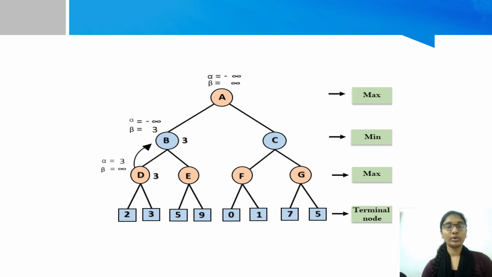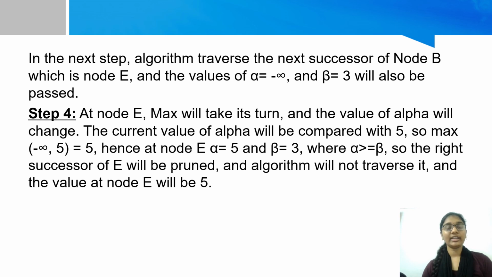At child node D, the turn is max. In the next step, the algorithm traverses the next successor of node B, which is node E, and the values of alpha equal to minus infinity and beta equal to 3 will also be passed. Step 4. At node E, max will take its turn and the value of alpha will change. The current value of alpha will be compared with 5.